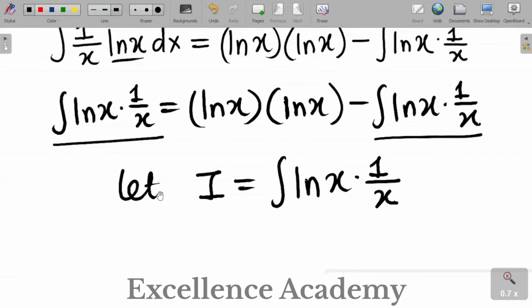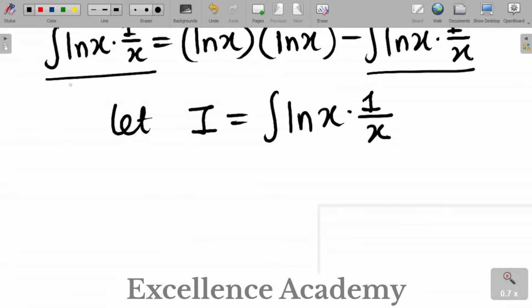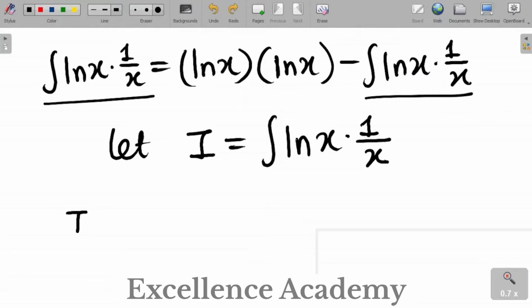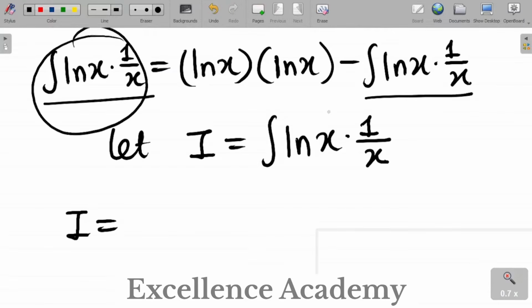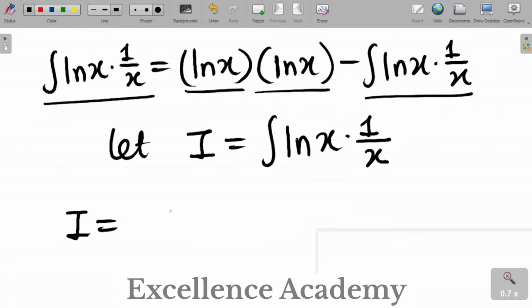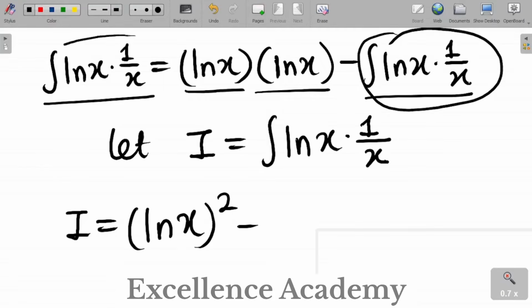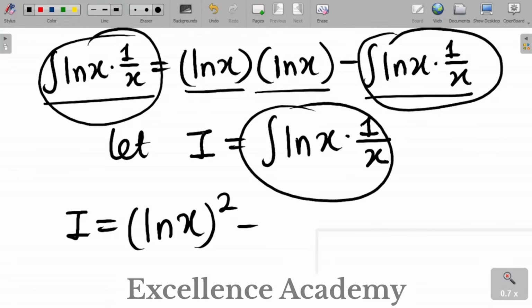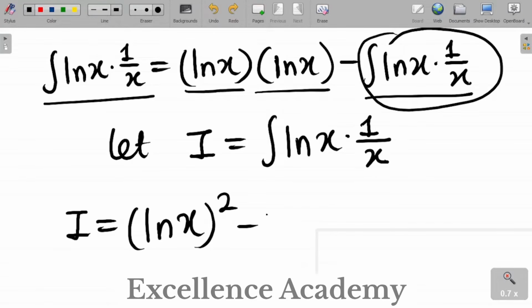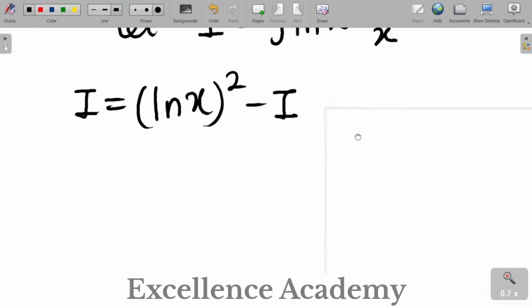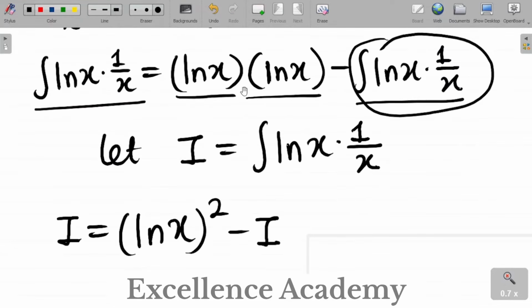All right. So when you take let I be equal to this, what do you have here? All of this one here will be called I. So I, which is the integral of this, is equal to ln x times ln x, which gives you ln x all squared. This minus this same thing, which we called I. So minus I, you have it here. That's ln x all squared, then minus I.